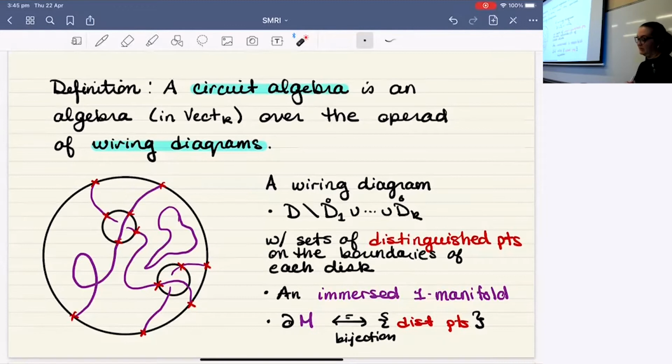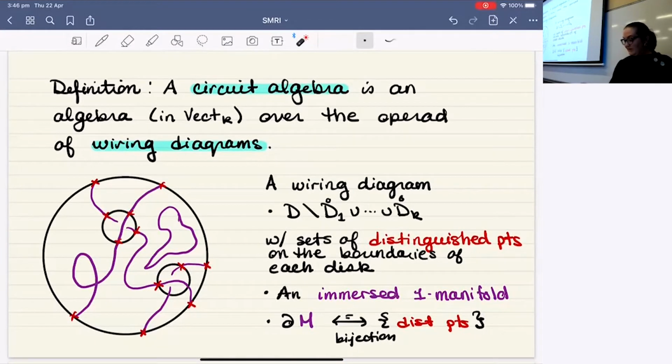So I want to define a circuit algebra. This is a definition that appeared in Dror and Judy's paper back in 2016. It is a generalization of a planar algebra. So if you've seen a planar algebra in the sense of Vaughan Jones, then this will look like a sort of non-planar planar algebra. And if you haven't, that's fine. So let's first define a wiring diagram, connection diagram, or non-planar tangle, whatever.